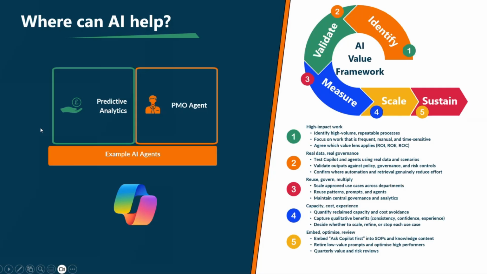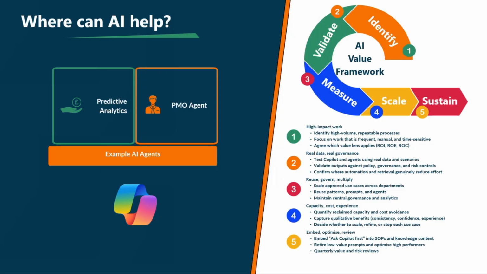where can AI help? So you may or may not have come across this concept of agents. Certainly if you're looking at all the Microsoft materials and the Microsoft information that comes out, they are talking very heavily around agents right now.